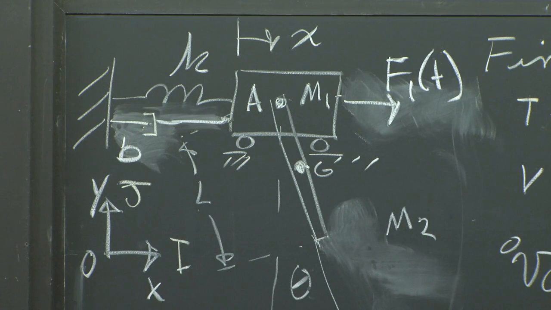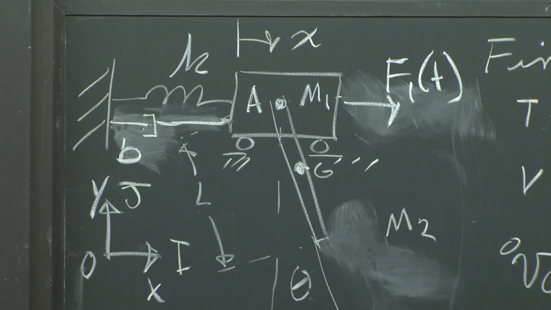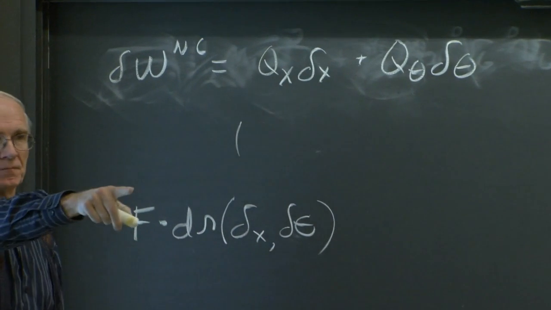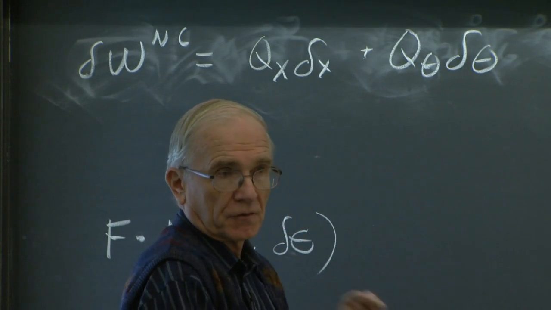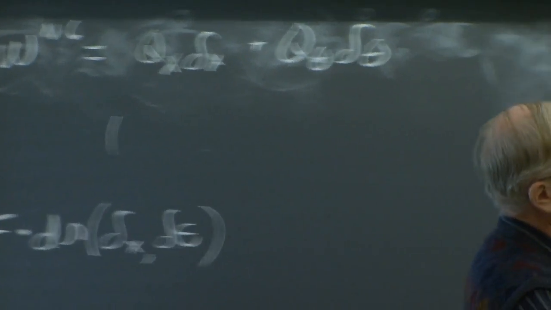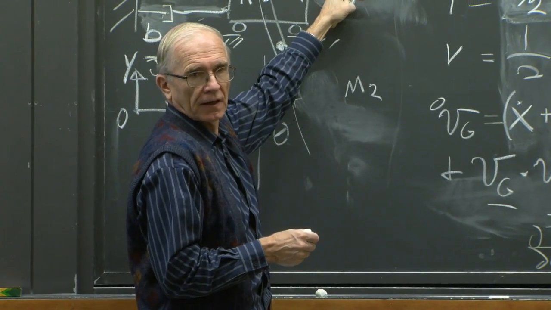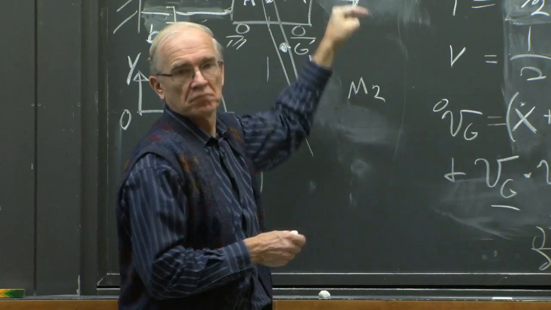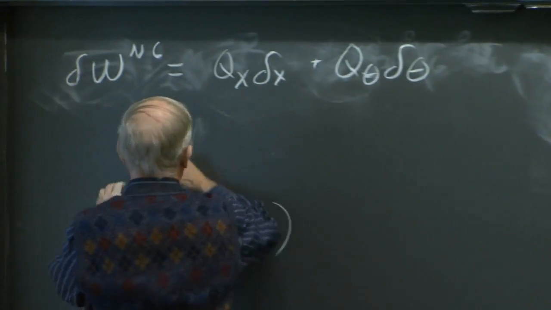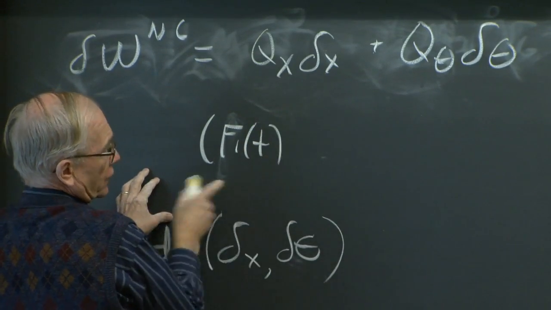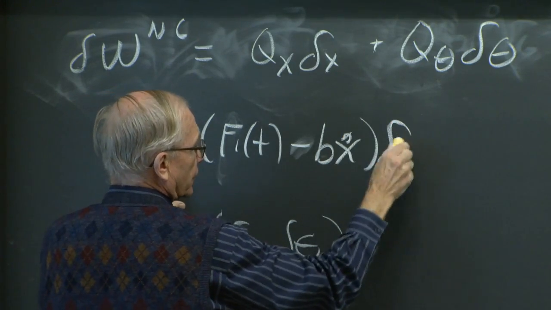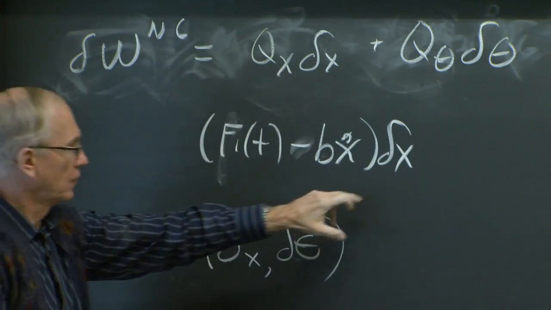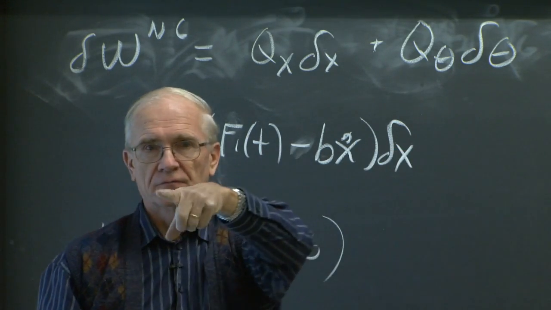So work, remember, is F dot dr. And this dr is a function of our delta x's and delta thetas and so forth. Yeah? F of t delta x? Delta x, yep, that'll be some work done. So external force moves through the full delta x. Okay, and what else? Minus b x dot delta x. So that suggests we have here F1 of t in the positive i direction minus b x dot in the opposite direction times delta x is the virtual work done as you do that. Okay, now how about the delta theta?